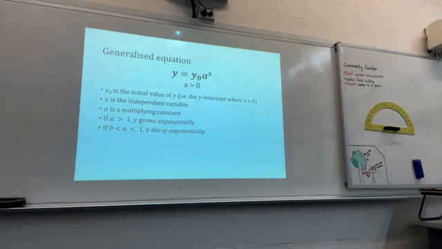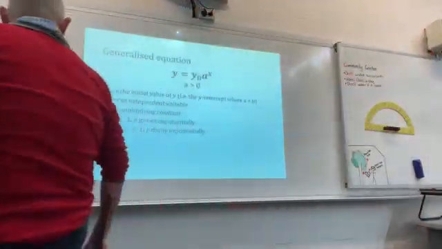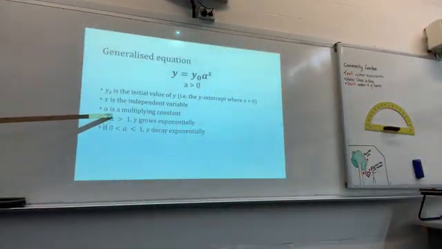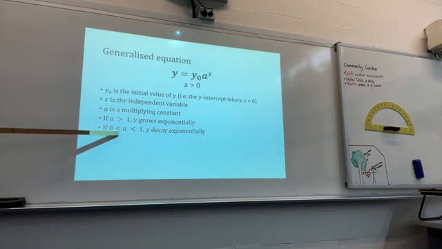And if a is greater than 1, y grows exponentially. If a is between 0 and 1, y decays exponentially. So recognizing that sometimes a could be greater than 1, or a is between 0 and 1. It will never be 1, because if it is 1, it will just be a flat line. All right? And a can never be 0, because then it will always be 0. And if it is less than 0, it is not an exponential function at all.